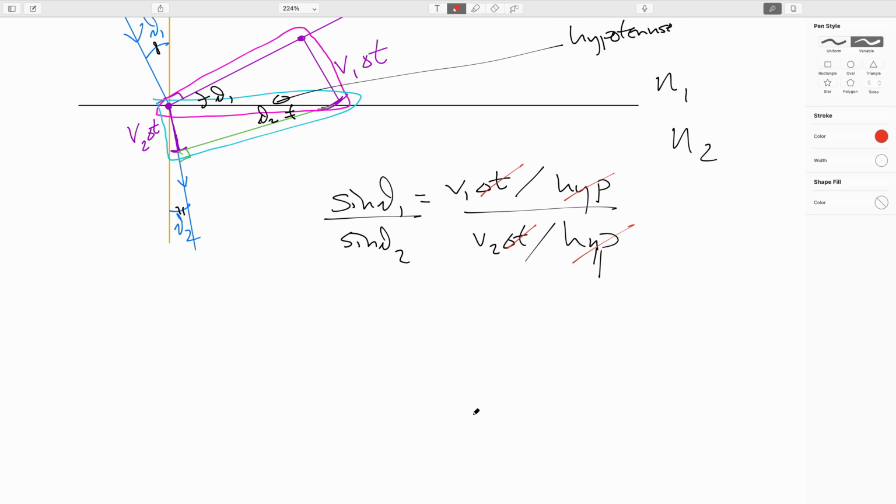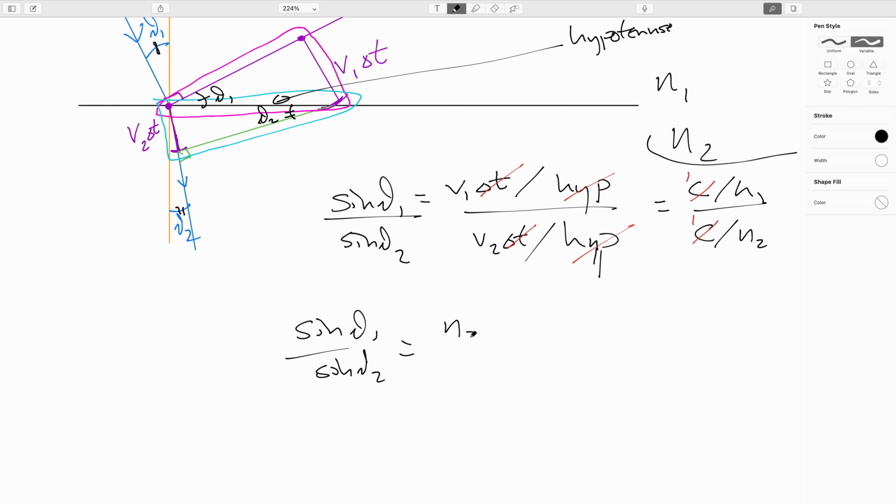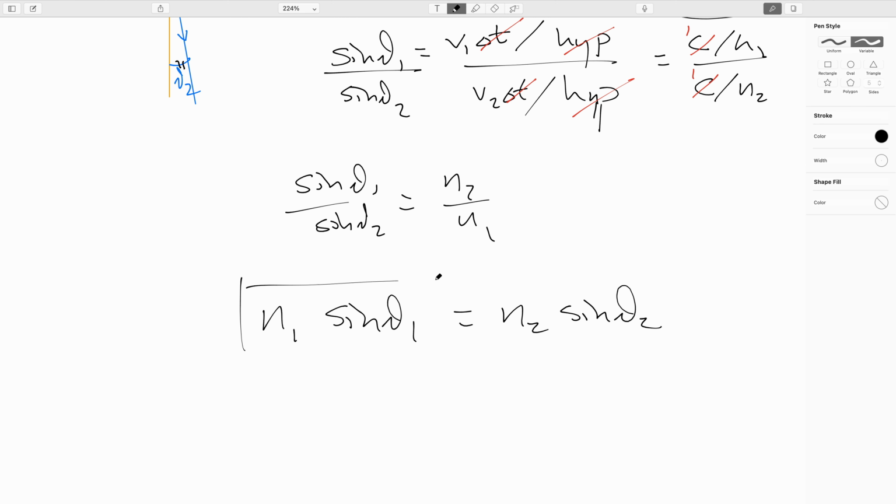Now, by the definition of index of refraction, v1 is going to be the speed of light in a vacuum over n1, and v2 is going to be the speed of light in a vacuum over n2. So again, more canceling. And when you cross multiply this out, you end up with sine theta 1 over sine theta 2 equals n2 over n1. Sorry, rationalizing the fraction here. Then when you cross multiply, you will get n1 sine theta 1 equals n2 sine theta 2.